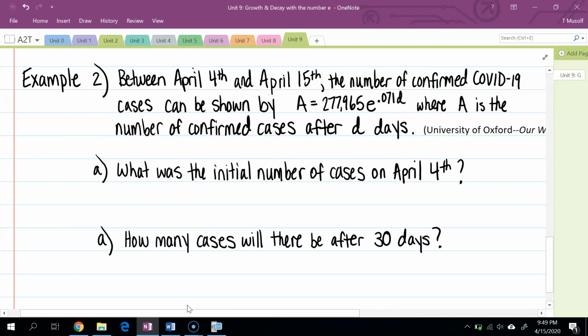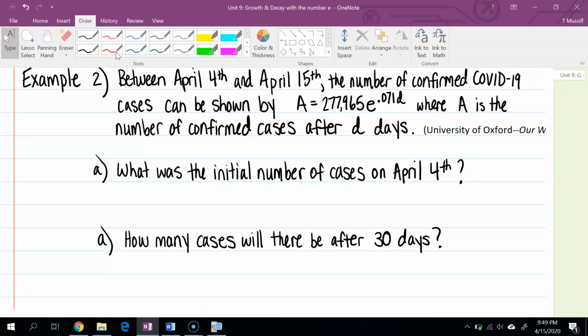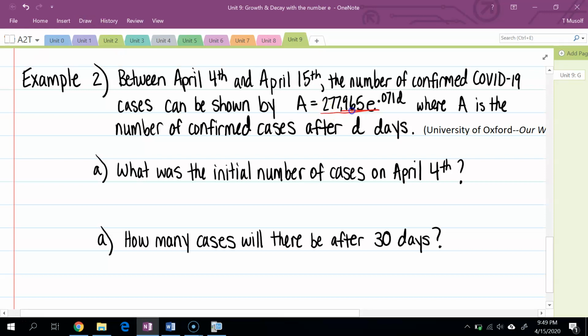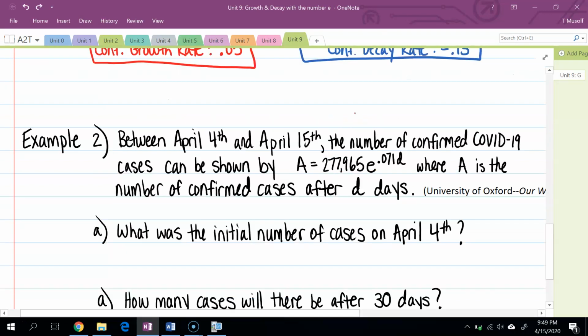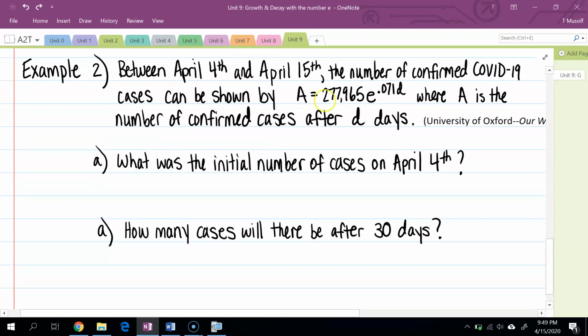Part A says, what was the initial number of cases on April 4th? Well, remember what we just talked about. The initial value is always the number in front of e. So here that number in front of e is 277,965. And I am going to try and use units here, since now we're talking with context. So the initial number of cases, I would say, 277,965 cases. The initial shouldn't require too much work if it's in the form we're familiar with.